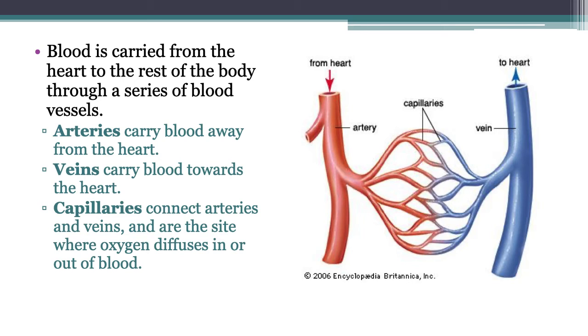Blood is carried from the heart to the rest of the body through a series of blood vessels. Arteries carry blood away from the heart. Veins carry blood toward the heart. Capillaries connect arteries and veins and are the site where oxygen diffuses in or out of blood.